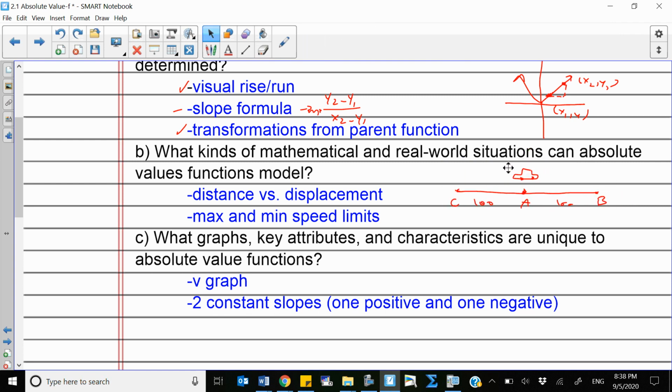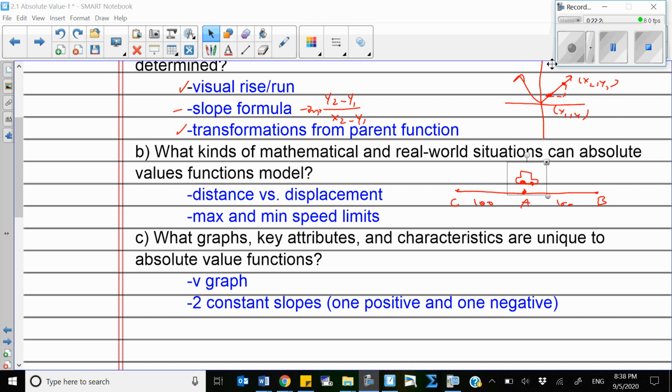Oh, sorry. Give me a second. Let me fix this for you.